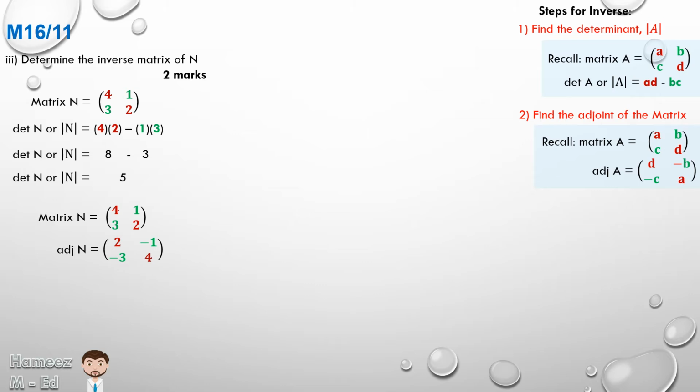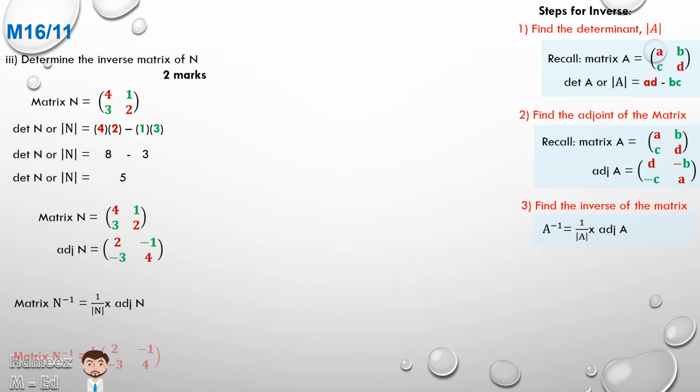So we've gotten the first two steps. The final step is to find the inverse of the matrix. So to find the inverse of a matrix, we have 1 over the determinant multiplied by the adjoint of the matrix. So let's apply it here. The inverse of the matrix N would be 1 over the determinant, multiplied by the adjoint matrix.